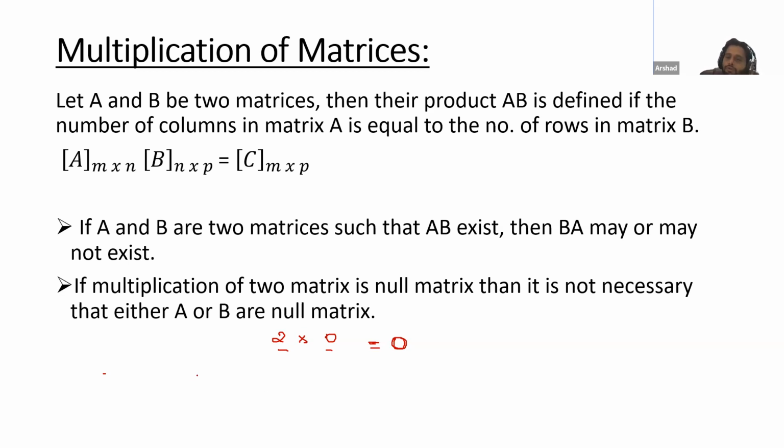But the same thing is not true for matrices. If we have two matrices, we multiply these two and we get a null matrix, then it is not necessary that either one is a null matrix. We will see some cases where A and B are not null matrices, but after multiplication we still get a null matrix. So we will check some examples and try to do some questions. Please note down all these 3 points, then we will solve some questions.